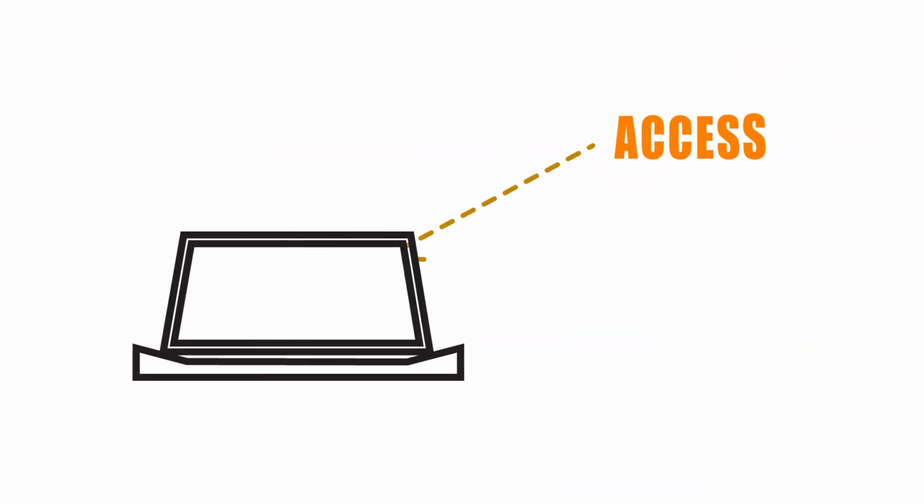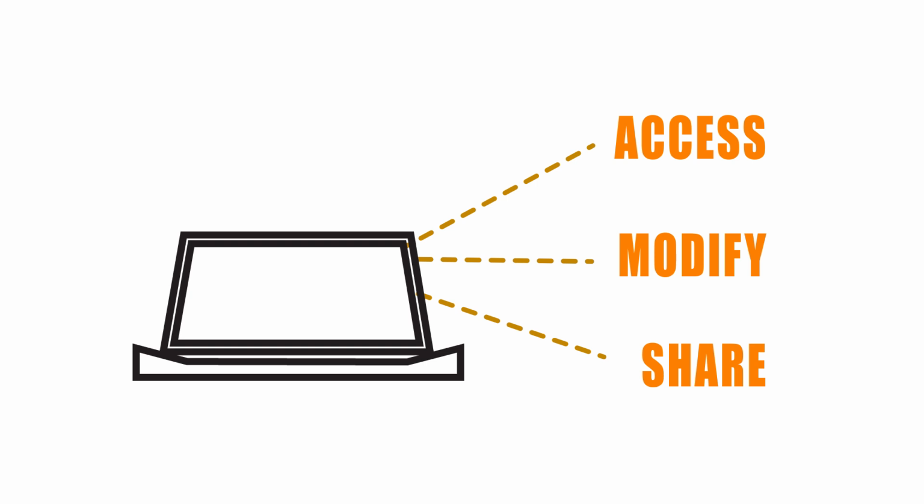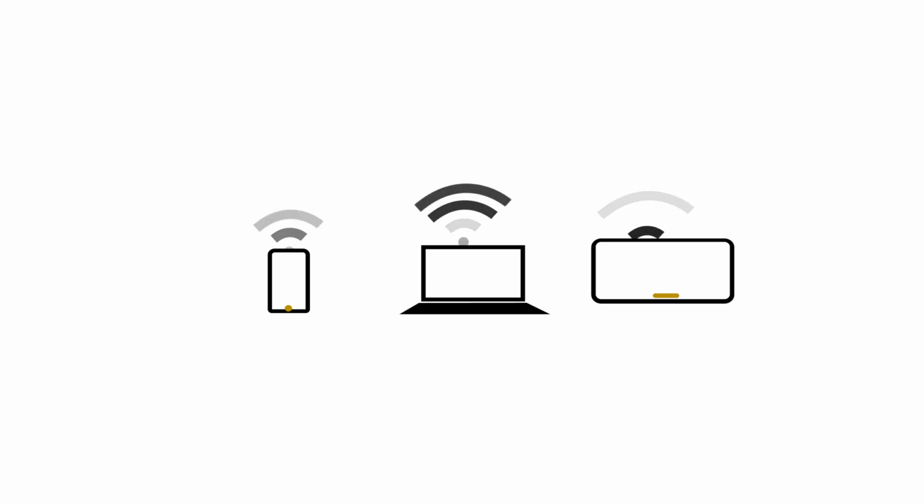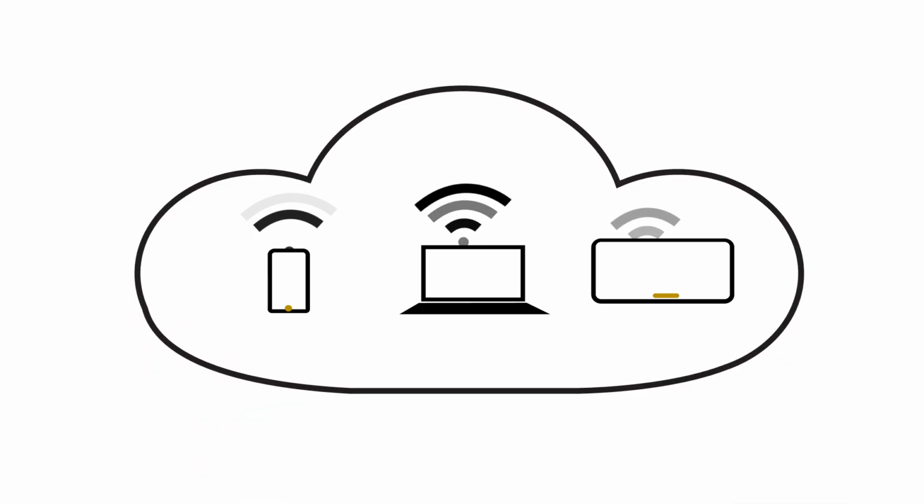User interaction. The user can access, modify, or share the requested data or service in real time from any internet-connected device, thanks to the seamless integration of cloud computing. This process repeats every time a user interacts with the cloud, making services accessible, efficient, and scalable. Now you know how the cloud works.